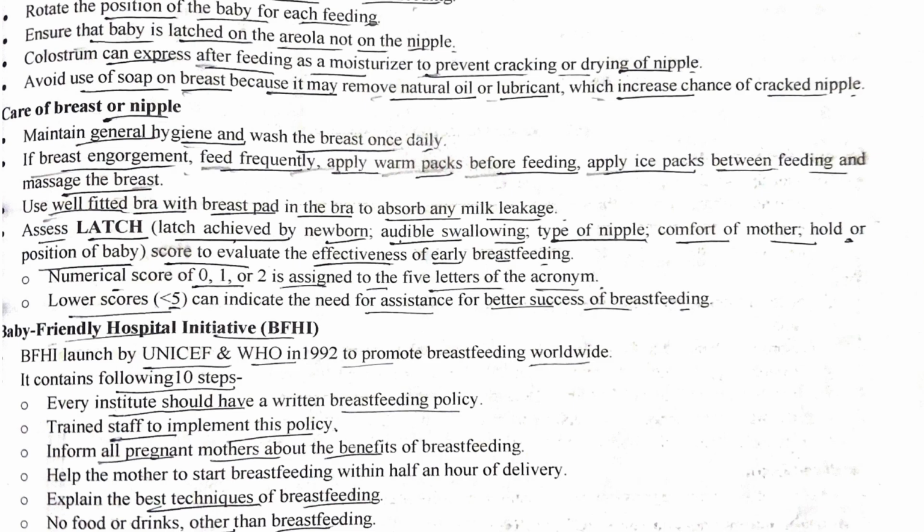Assist latch. Latch is assessed by: latch avoided by newborn, audible swallowing, type of nipple, comfort of mother, hold or position of baby. Score to evaluate the effectiveness of early breastfeeding: a numerical score of 0, 1 or 2 is assigned to each of the 5 letters of the acronym. Lower scores, less than 5, can indicate the need of assistance for better success of breastfeeding.